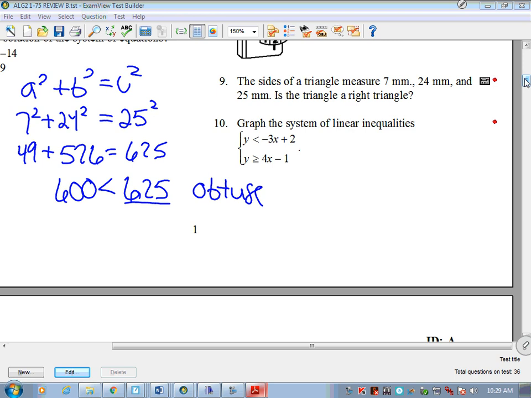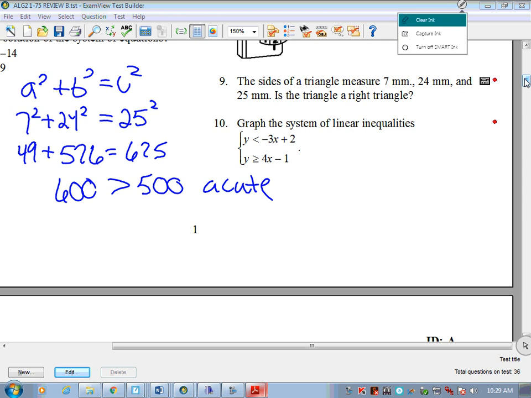Okay? If this had been, let's say, 500, then that would have made it smaller, right? The hypotenuse would have been small, would have made it an acute triangle. Okay? So when the hypotenuse is equal, it's right. When the hypotenuse is big, it's obtuse. When the hypotenuse is small, it's acute. Does that make sense? Again, another reason to listen to the video.